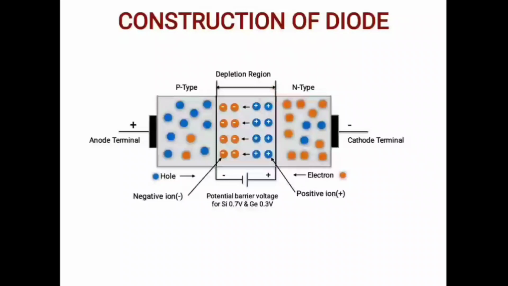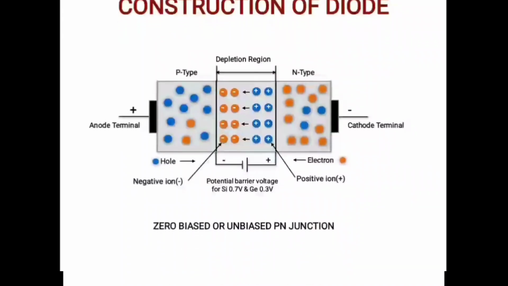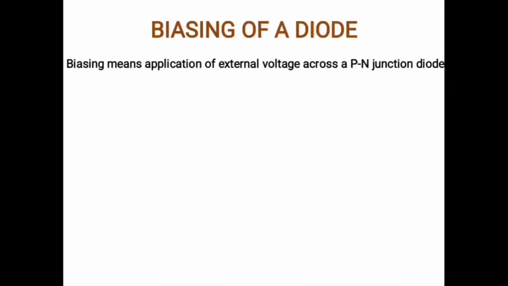When no external voltage is applied across a PN junction, it is known as an unbiased or zero biased PN junction. Now, biasing of a diode.